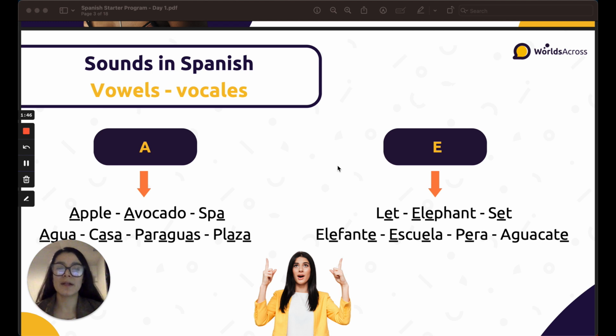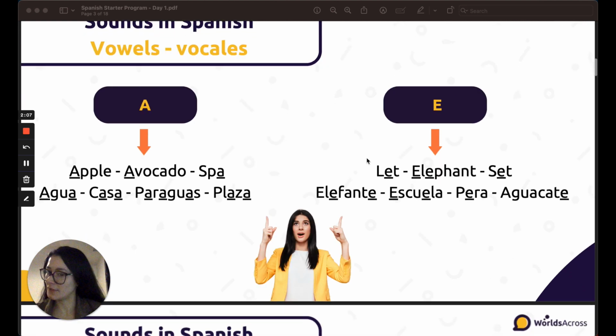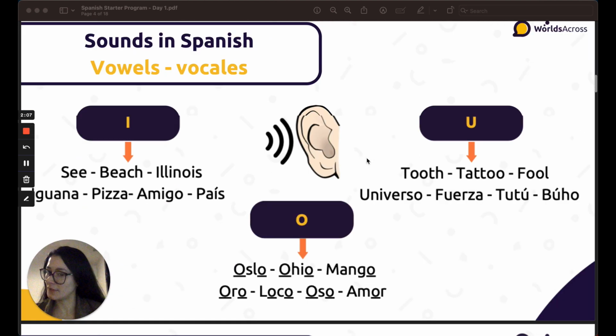Then, with the letter E, we have in English this pronunciation for the letter E: let, elephant, and set, okay? It's not an E as in English, okay? In Spanish it would be elefante, escuela, pera, and aguacate, okay? Very simple. Now let's move on to the next one.